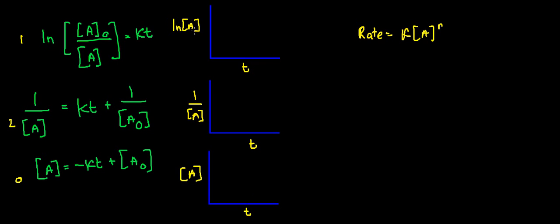If the natural log of A versus time gives me a straight line, then that reaction is a first order. If it's this one, and it gives me a straight line, it can go up or down, it doesn't matter what the slope is, as long as it's a straight line, then it's a second order. And if this gives me a straight line, then it's a zero order. That's another useful thing to know.